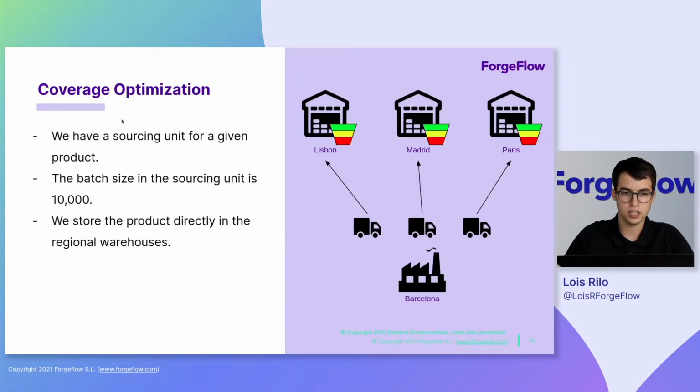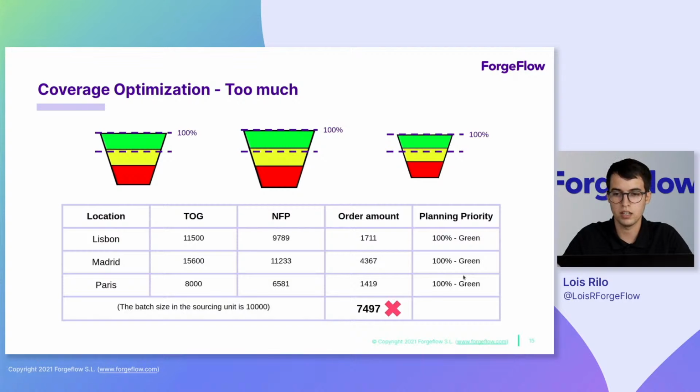Imagine we have this scenario where we have a sourcing unit in Barcelona for a given product, and the sourcing unit has a batch size that is always 10,000 units. Then we don't store these produced units in the sourcing unit, but we store them in regional warehouses, and in this case we have 3. So we have to decide how to spread these 10,000 units among these warehouses. So we have a buffer in each of them, but we don't have any here. What can happen when we try to solve this? Well, we can have too many units to allocate.